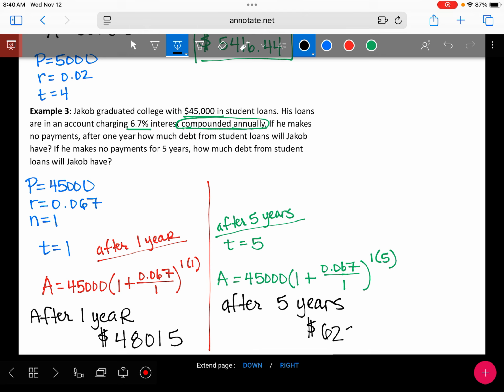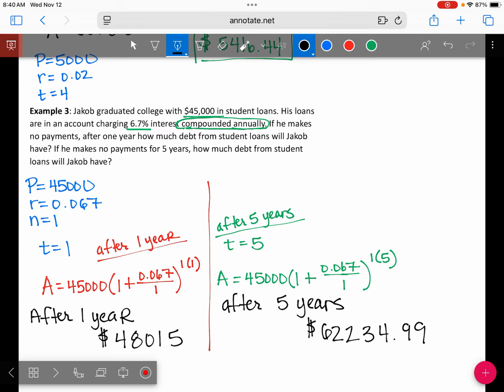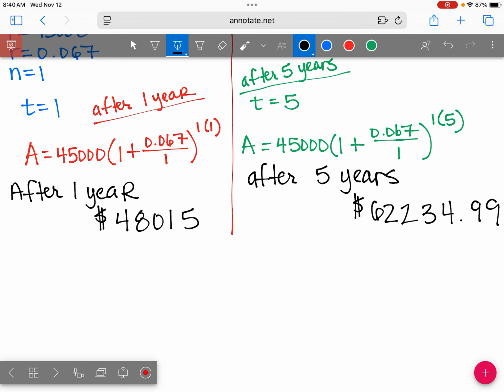So again, this is assuming no payments were made. So it was just earning interest. So that is what I got. Who agrees with my two answers? So after 1 year, it was about $3,000, but then after 5 years, that was a big difference. What's that, about 17,000? What's 62 minus 45? Is it 17? Yep.